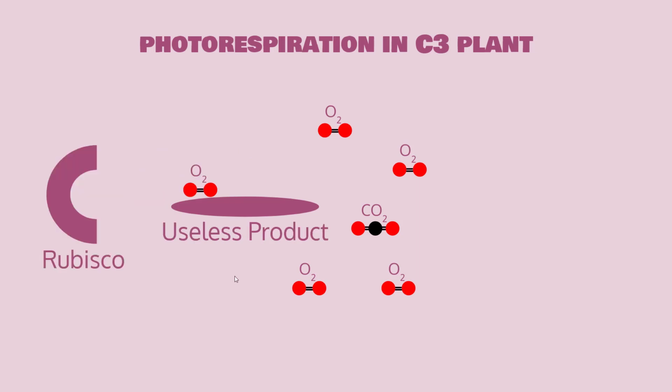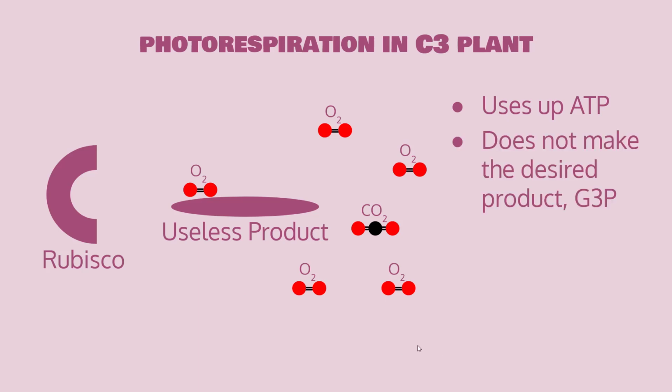So now what we have is what I'm going to call a useless product. So why is it a problem that we're making this? Well, first of all, the Calvin cycle is using up ATP in the process of making this. So we've basically wasted some of the ATP making something that we don't even want. And also, although part of this product can be made into G3P, which is what we want, it only makes one G3P rather than the usual two G3Ps that you would make if we had joined carbon dioxide here instead of oxygen. So we're not making what we're trying to make.